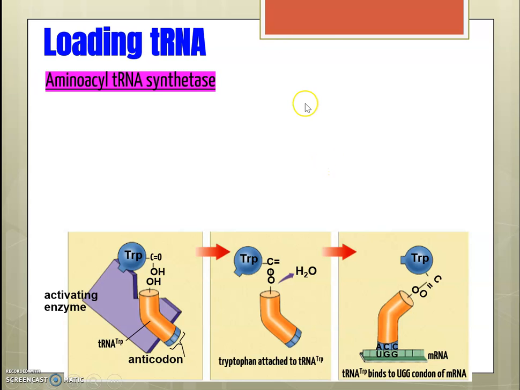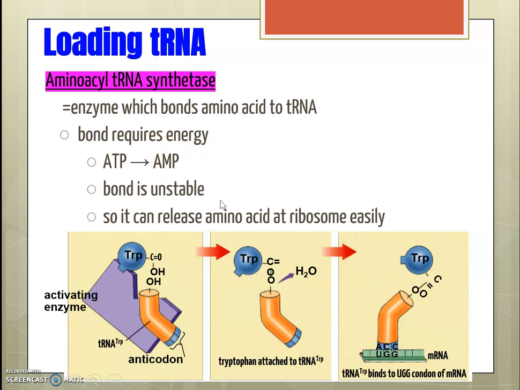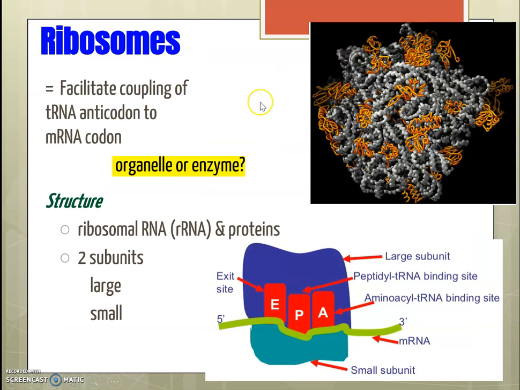So to actually load the tRNA, you have aminoacyl tRNA synthetase. It's ending in -ase, so you know that it's an enzyme. It bonds the amino acid to the tRNA. Obviously to bond things, you're going to need some energy, right? So we have ATP converting into AMP. When we release those 2 phosphates to get to just the monophosphate, energy is being released. That means the bond is very unstable, so it can release the amino acid at the ribosome very easily, and that's what you want.